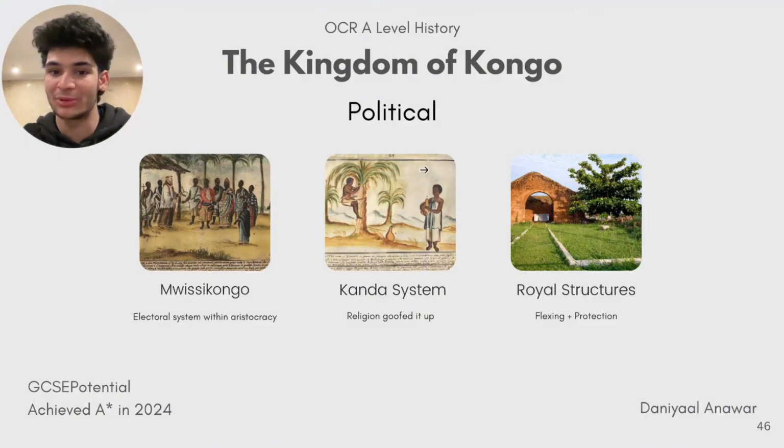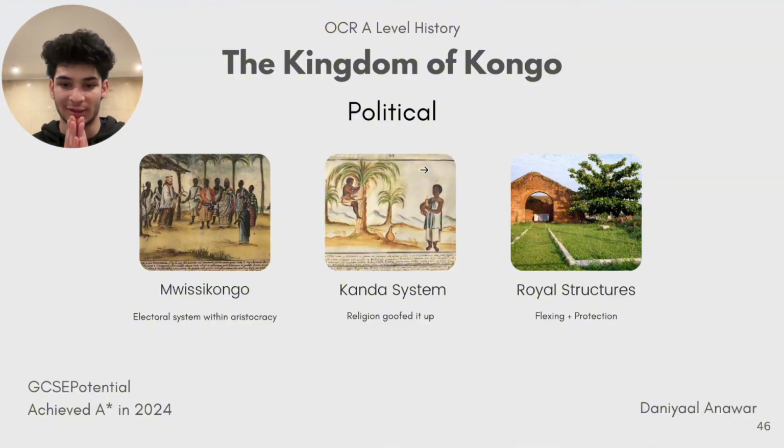People may have converted initially to Catholicism. Some may have resisted. Some may have converted only in name. But the Kanda system was really threatened, and religion goofed up the Kanda system, which caused a bit of chaos because now you had the people who trusted the Kanda system who were really upset, and then the leaders of Congo were like, no, it's not that deep. And foreshadowing, they didn't like each other anymore, okay? Because the Kanda system was messed up.